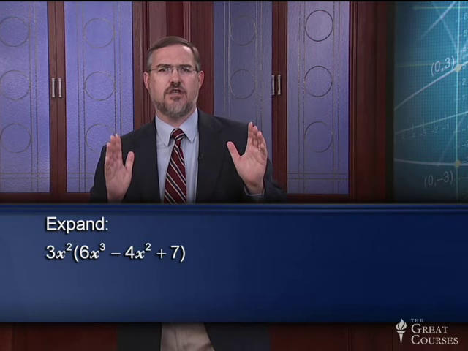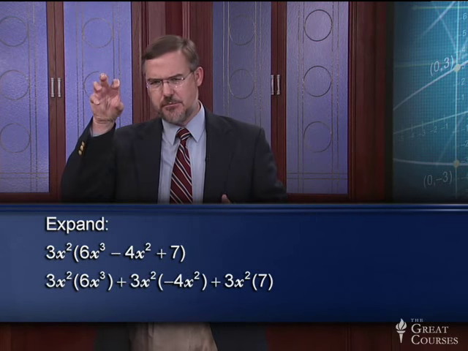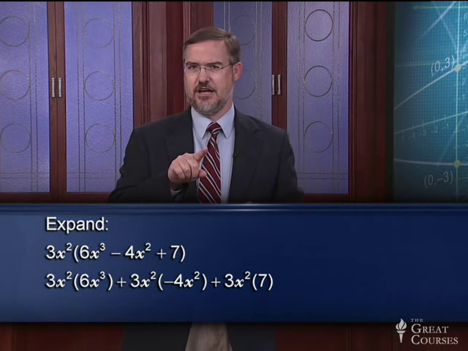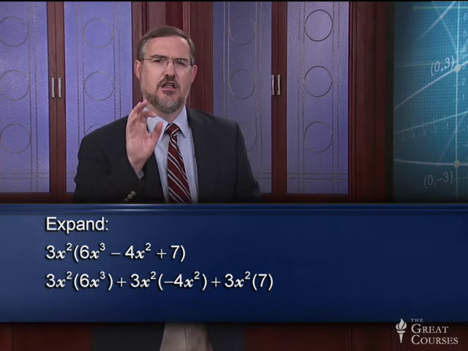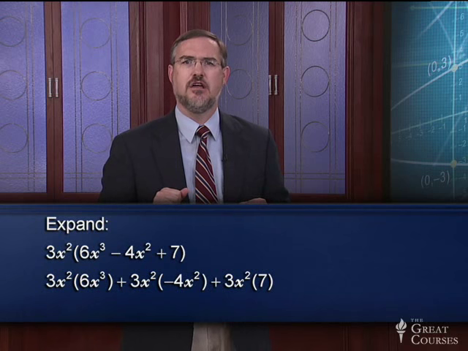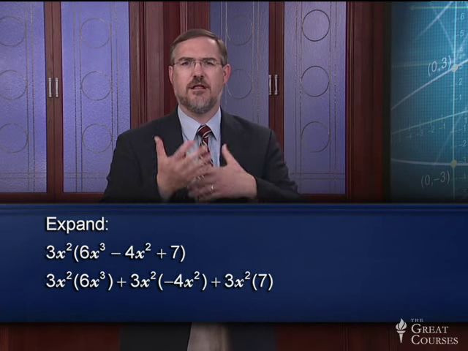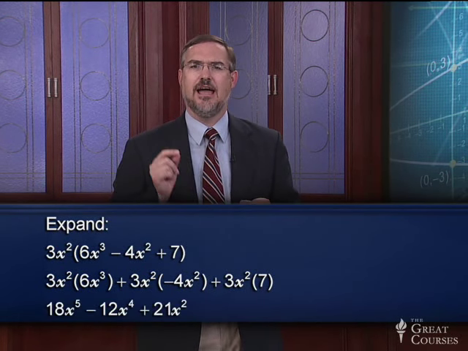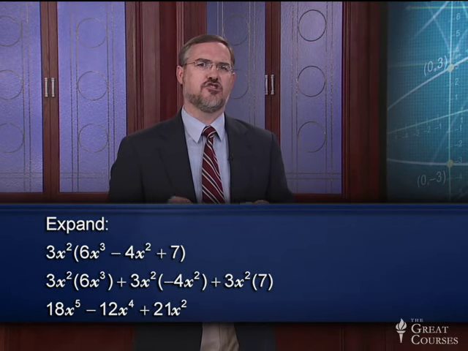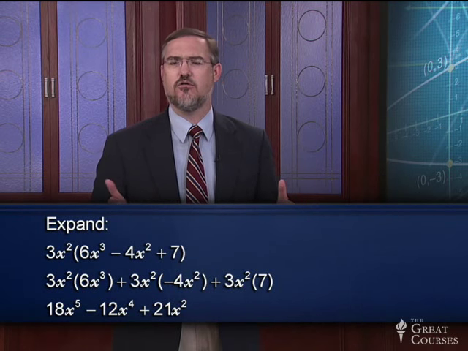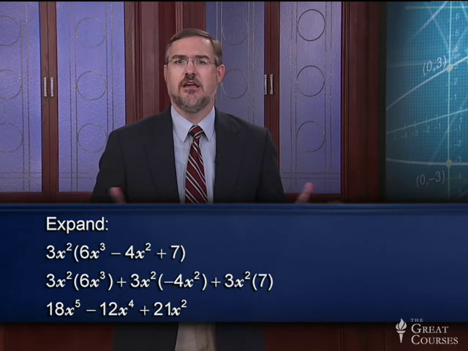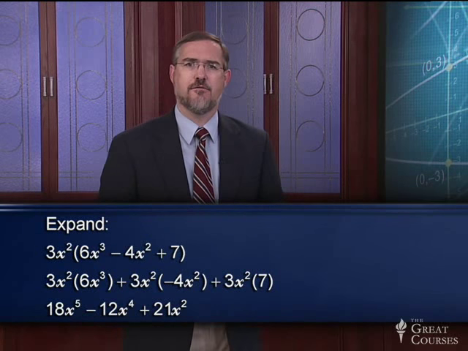So once you do that distribution, you're going to have 3x squared times the 6x cubed plus 3x squared times the negative 4x squared plus 3x squared times 7. You just have to keep taking that 3x squared times all the other terms. And when you multiply everything out and simplify, you're going to have 18x to the 5th minus 12x to the 4th plus 21x squared. And that, of course, uses some of the laws of exponents that we've talked about in the past. And you're done. If you got that answer, then you've done a perfect job.